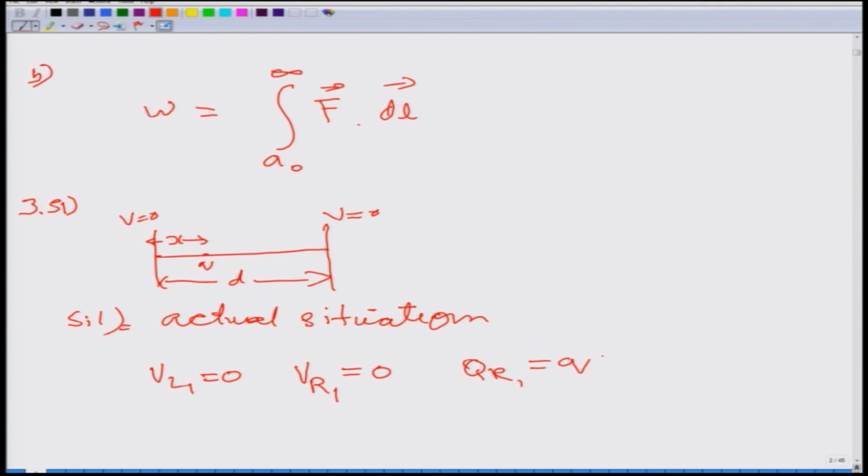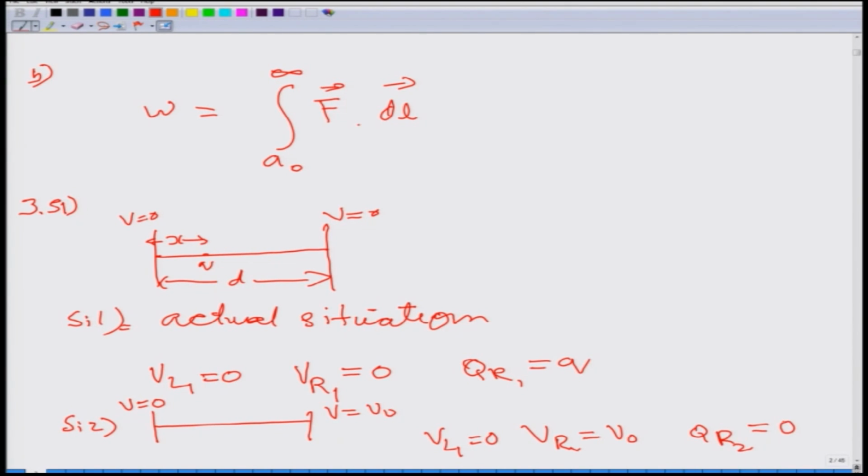And in situation 2, you have one of the plates at some potential V0 and the other plate at potential 0, with no charge in between. So VL2 is 0, VR2 is V0, and QX2 is 0. Sorry, this has to be QX1.